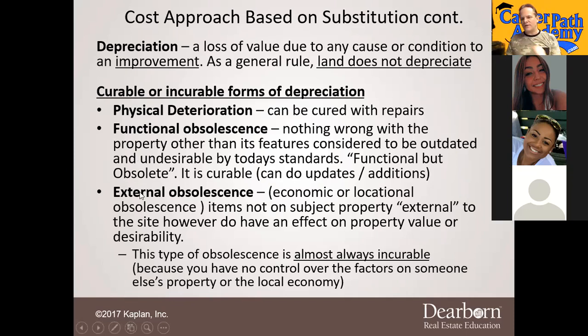Stop there. Do not read the definition, guys. Close your eyes. Tell me what functional obsolescence is. What does the word functional mean? Something that works. And when something's obsolete, what does that mean? Because obsolete is the root word of obsolescence. If something is obsolete, what does that mean? No longer made, or outdated, right? Or no longer considered desirable by today's standards. So if something's functionally obsolete, that means it works, but it's outdated. There's nothing wrong with it. It's just outdated, no longer considered desirable by today's standards, right?